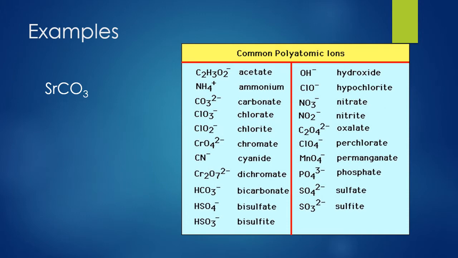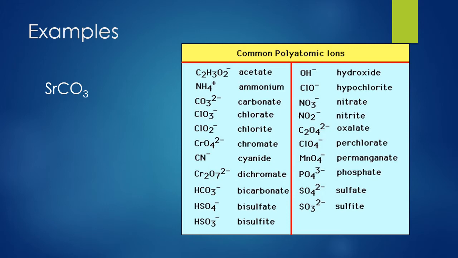Let's look at some examples. When we name these, we're going to be naming them just like binary ionic compounds. We're going to start with the cation portion, and we'll name that straight from the periodic table. With the anion portion, the polyatomic portion, we'll find the polyatomic ion on the table and use the name given on the table. So we're not going to add any IDE endings when a polyatomic ion is involved.